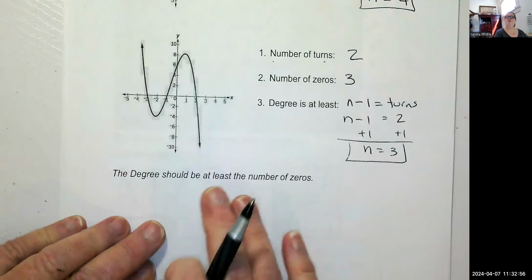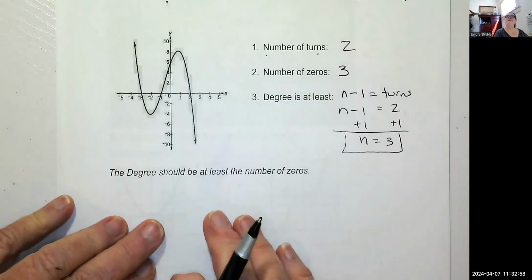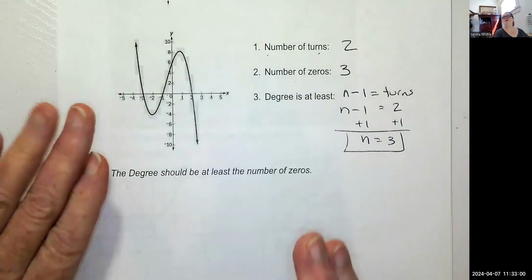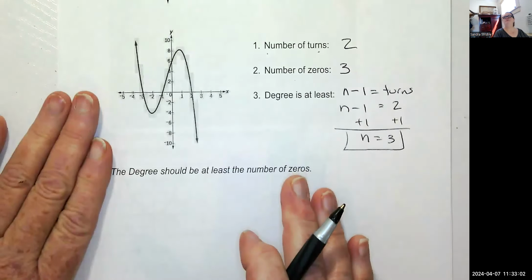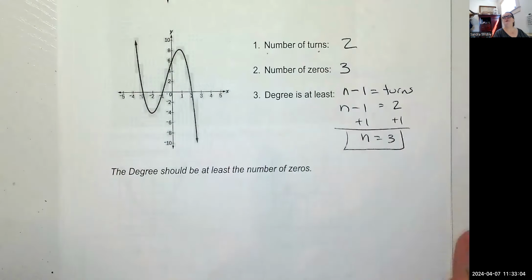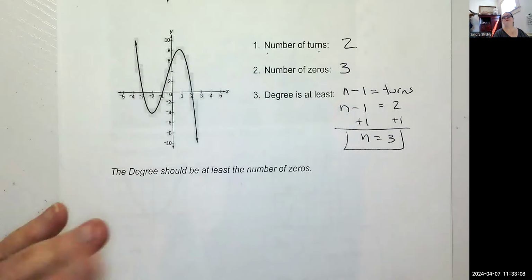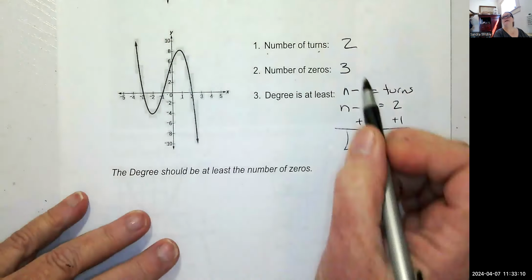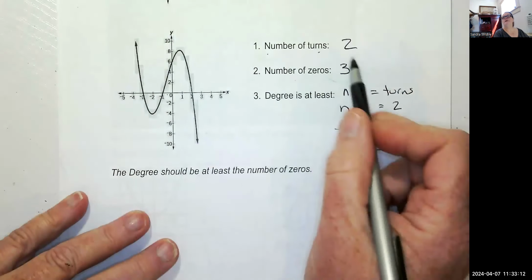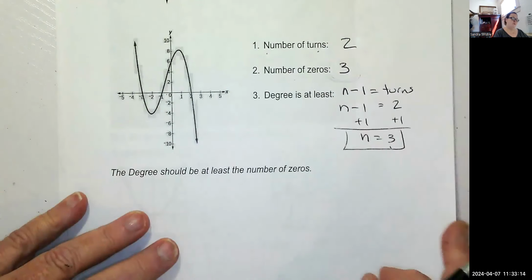You just need to make sure to be very careful that, let's just say you may have fewer turns than you do zeros. I don't know how that would happen necessarily, but you need to make sure that your n is at least what your zeros are. Okay, it can be more, it just can't be less.